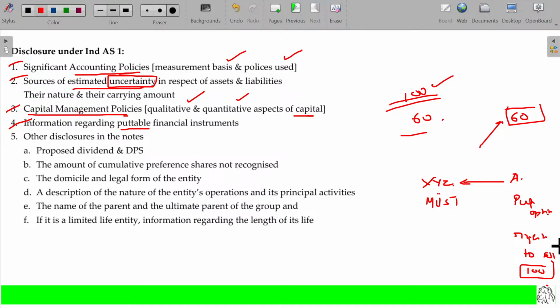This is also a part of puttable. No other option. If you want, then I have to give at 500 rupees only. Market rate may be 1,000. That's called puttable option. It's a liability for the company.